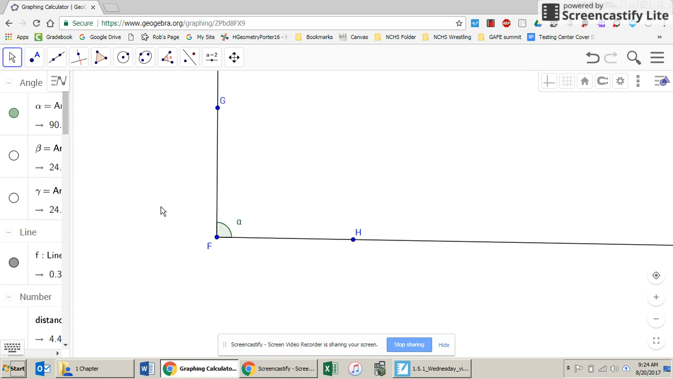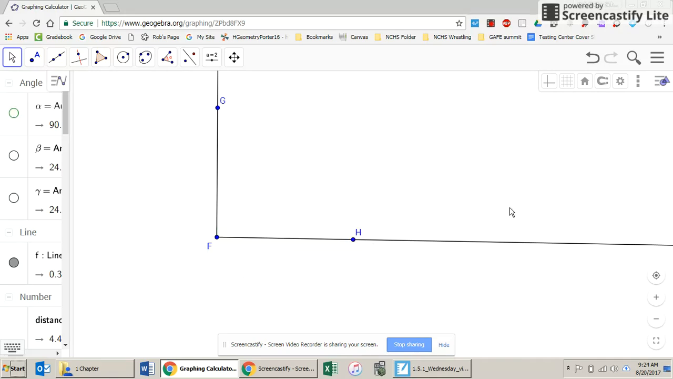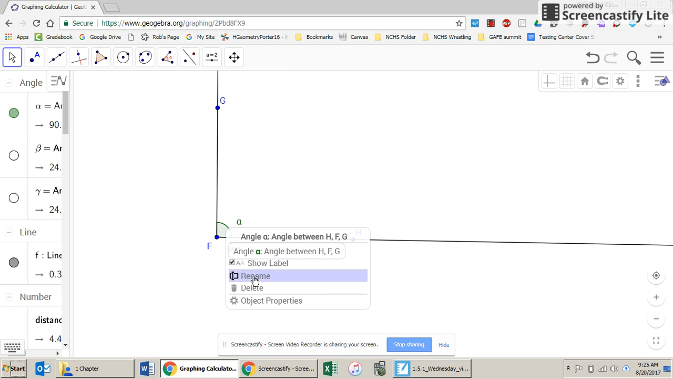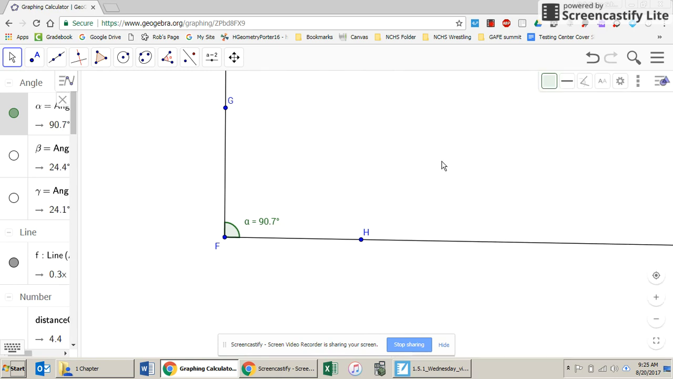But then when we measure that angle, let me show you, go to object properties here to show that to you. We show that angle, it's not actually going to be a right angle. There we go. So you can see that even though it looked like it was exactly 90 degrees, it's actually 90.7 degrees.